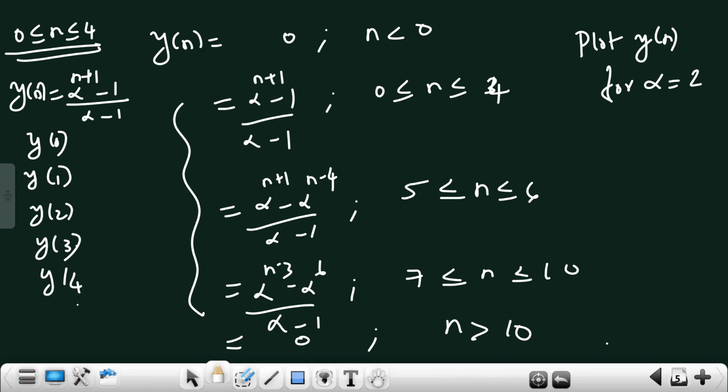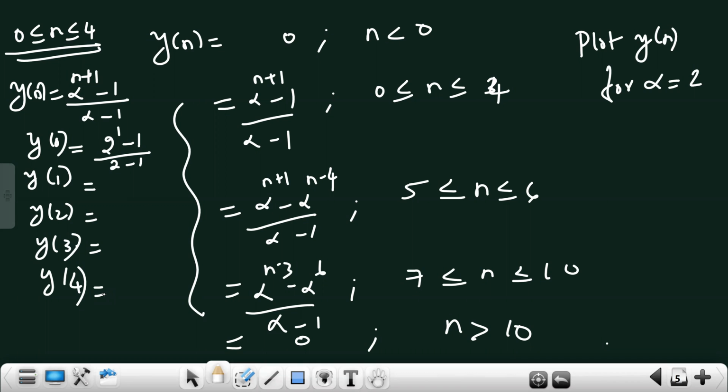Isn't it? 0 to 4 means including 0 and including 4, you are going to find the values of y of n. In that, you need to substitute the alpha's value too. So y of 0 means n is equal to 0. So 2 raised to 1 minus 1 divided by 2 minus 1. Like that, you find all the answers and tell me.